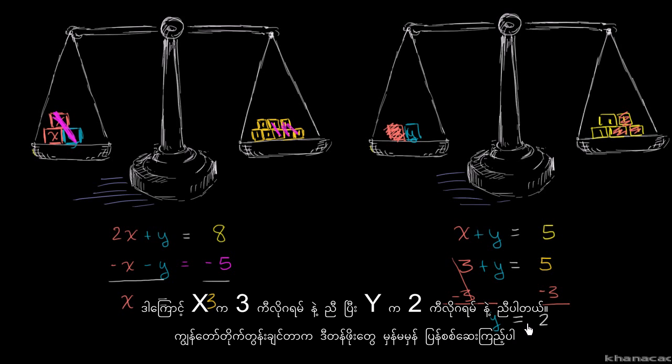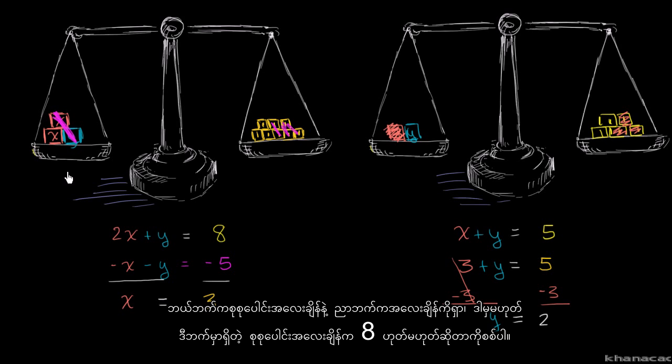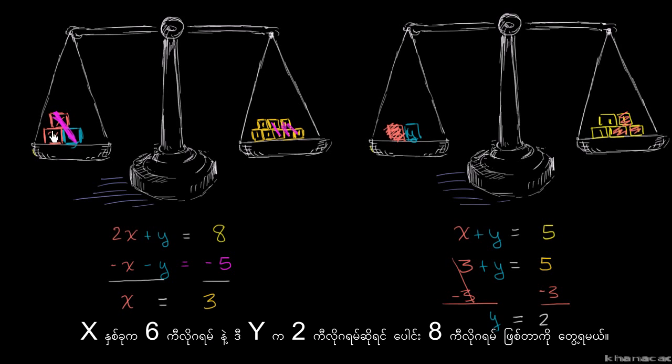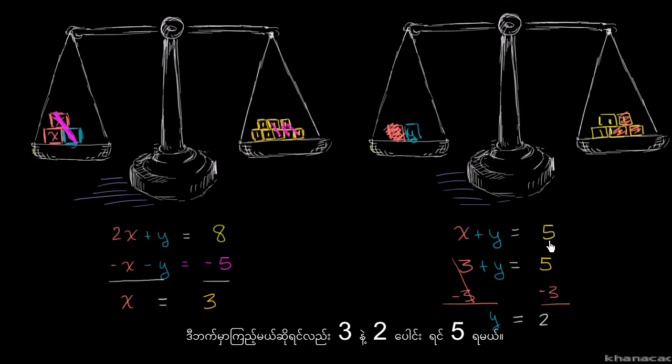And what I encourage you to do is verify that it made sense right up here. Verify that the total mass right over here really was 8 to begin with. You see that 2 x's are going to be 6 kilograms, plus my y is 2 kilograms. That will balance 8 kilograms. And 3 plus 2 was equal to 5.